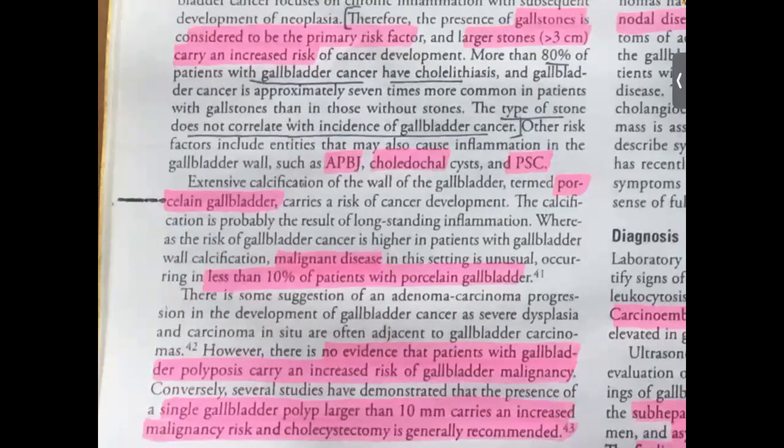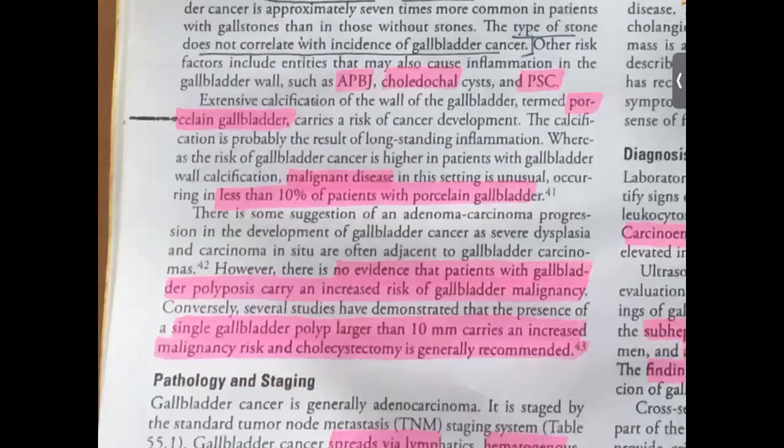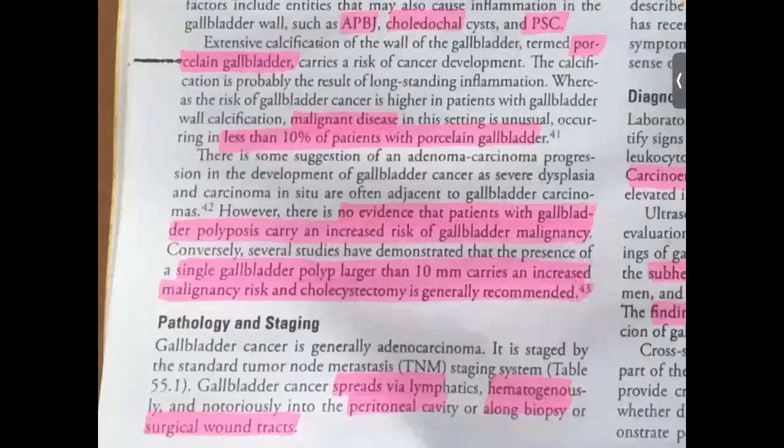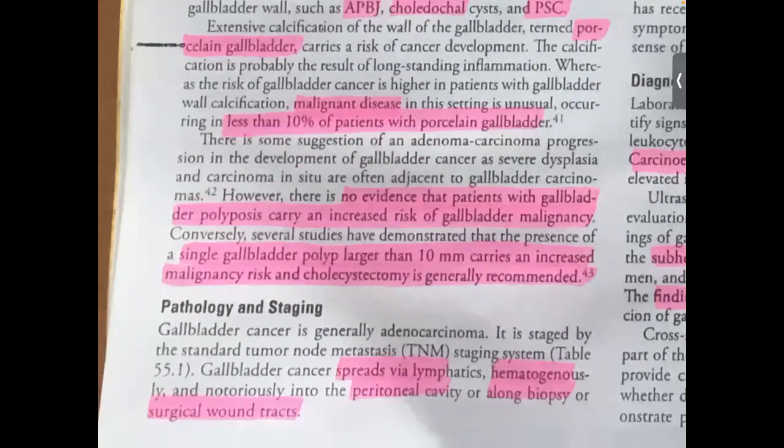For gallbladder cancer, primary sclerosing cholangitis will come. The other is extensive calcification of the gallbladder, termed porcelain gallbladder. Malignant disease in the setting of porcelain gallbladder is less than 10%. Patients with gallbladder polyposis carry an increased risk of gallbladder malignancy. If the gallbladder polyp is more than 1 centimeter, it carries increased risk of malignancy, and cholecystectomy should be done.